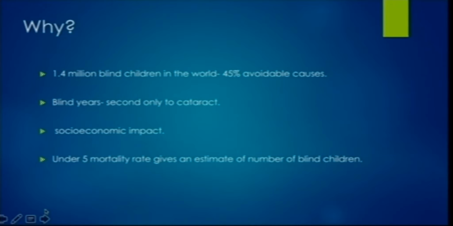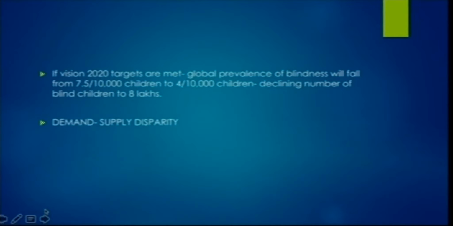on the country as a whole. In fact, WHO has stated that pediatric blindness is estimated by using the under 5 mortality rate, and that gives the estimate of the number of blind children of that particular country. So you can imagine the impact of pediatric blindness on the development of our country as a whole. The final sentence put up in Vision 2020 was, if Vision 2020 targets are met, the global prevalence of blindness will fall from 7.5 per 10,000 children in 1999 to 4 per 10,000 children in 2020, declining the number of blind children to 8 lakhs.